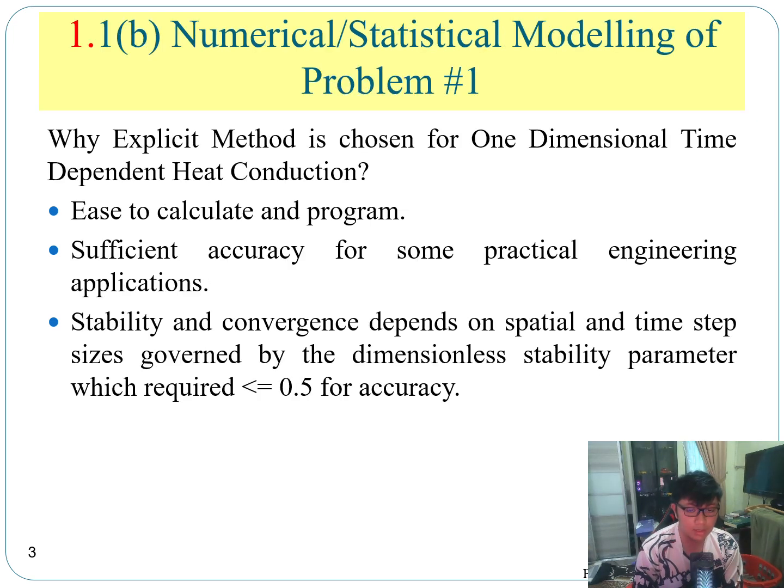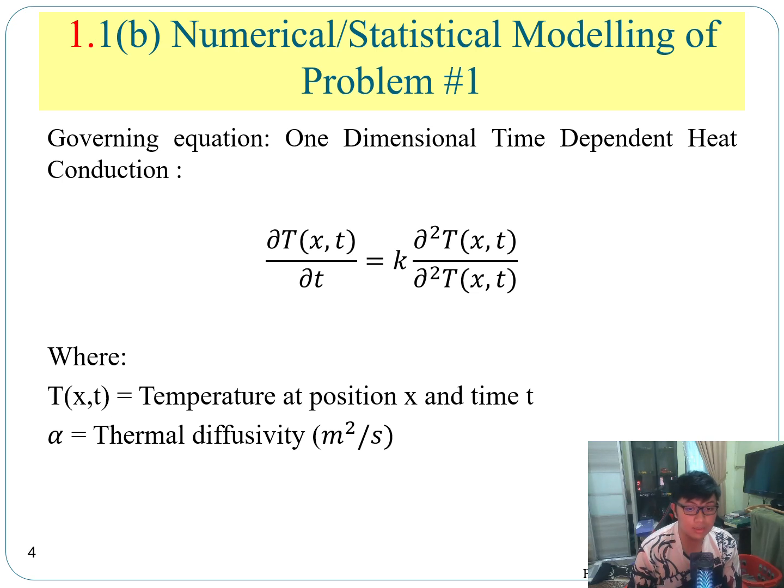For this example, we will be using the explicit method to solve. It is because it is easy to calculate and program, has sufficient accuracy for some practical engineering applications, and its stability and convergence depend on spatial and time step sizes governed by the dimensionless stability parameter, which is required to be less than or equal to 0.5 for accuracy. Now, this is the derivation of the mathematical solution using the explicit method.